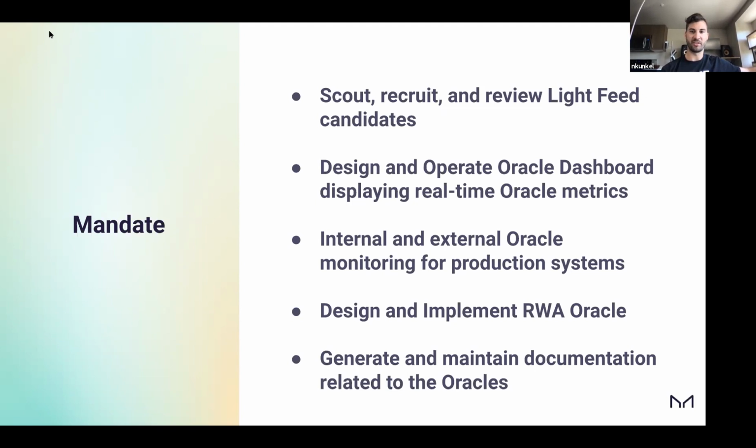We also touched on this real world asset Oracle, so we want to be responsible for designing and implementing that.